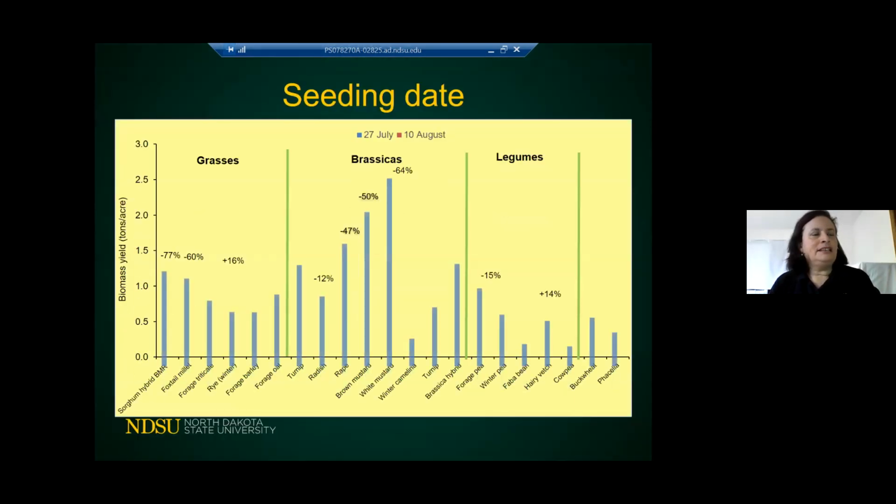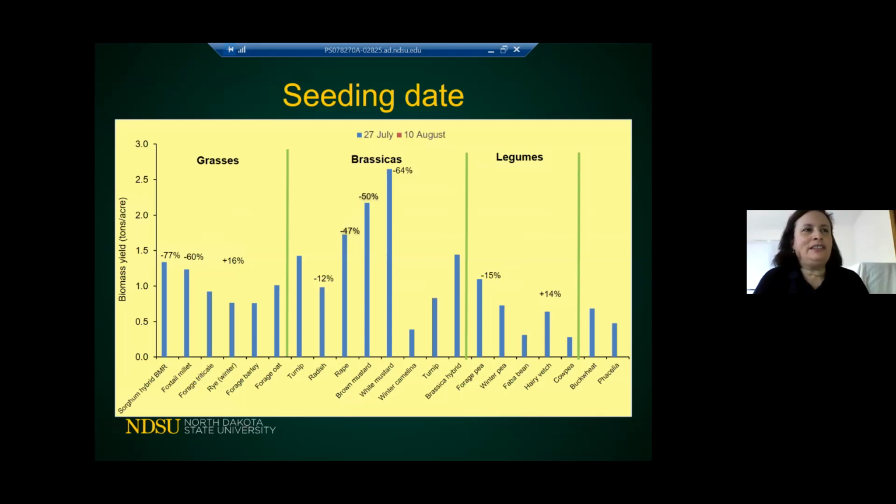Seeding date, the time you plant, is extremely important, and I want to show some data. Every year we do this experiment to show farmers the ability of plants to grow when planted with only two weeks' difference. These were planted on July 27 and August 10. I'm just showing July 27, the blue lines, for the grasses, the brassicas, and the legumes.